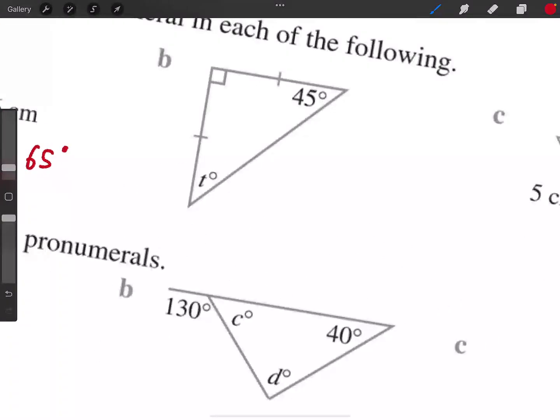Now we know that this is an isosceles triangle, so this one must equal this one. So t is equal to 45 degrees.